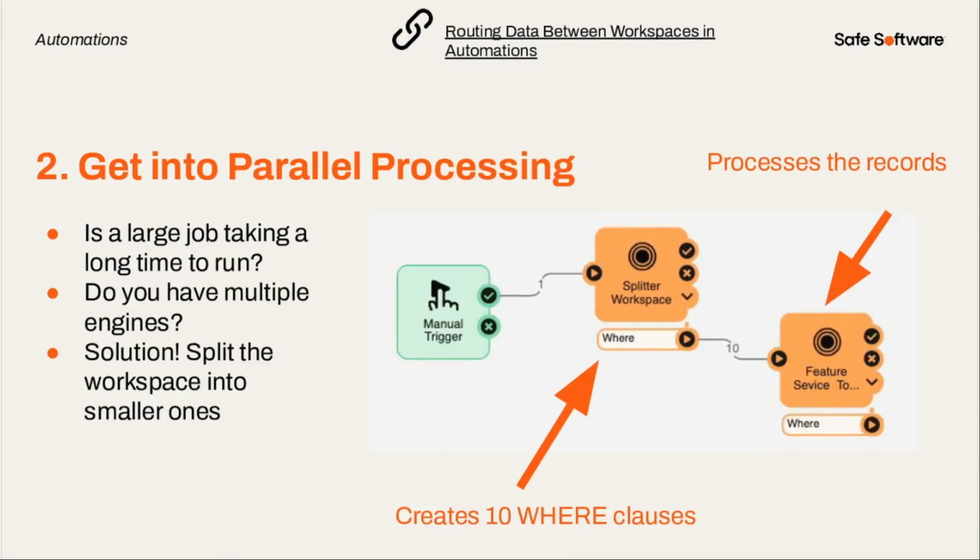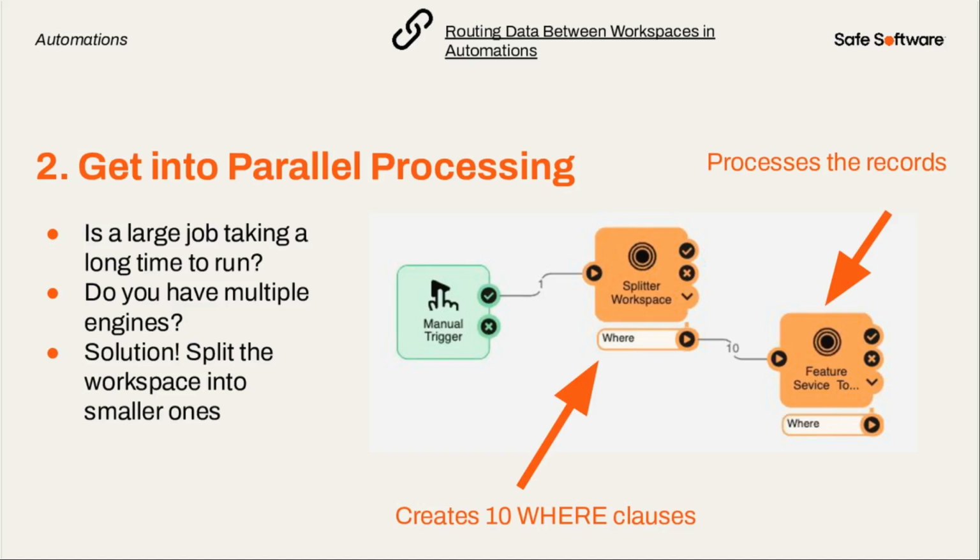The second thing you could look at is getting more into parallel processing. So the kind of criteria you're looking at here is a large job taking a long time to run, and do you have multiple engines? If both of these things are true, you could look at potentially parallel processing your workspaces. So breaking up your workspaces, so instead of processing all your data with one big chunk, you can break it up and process smaller chunks.